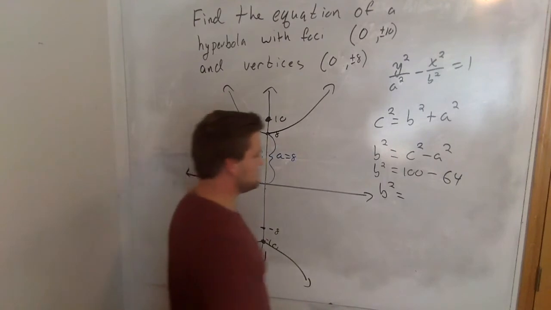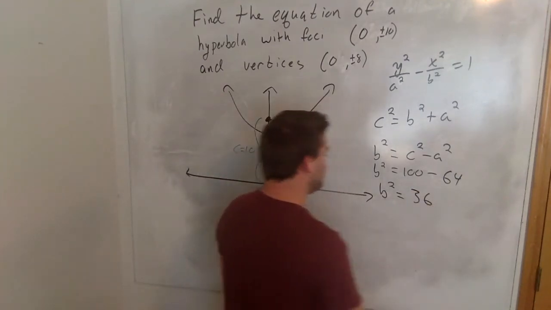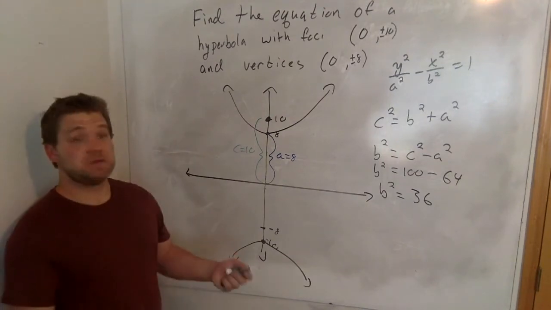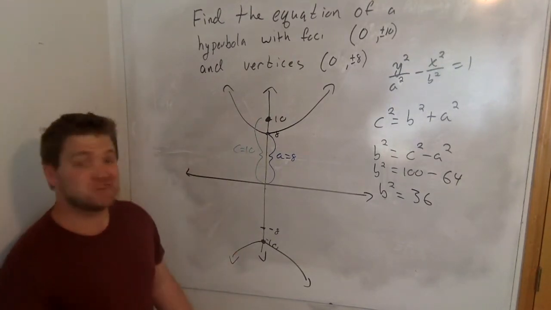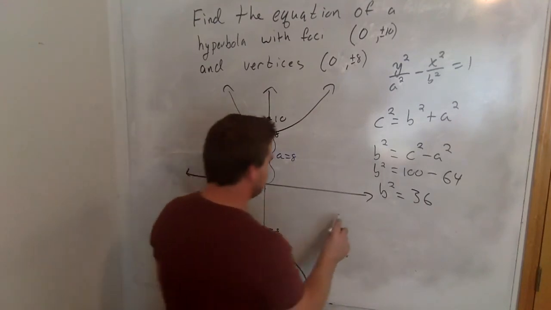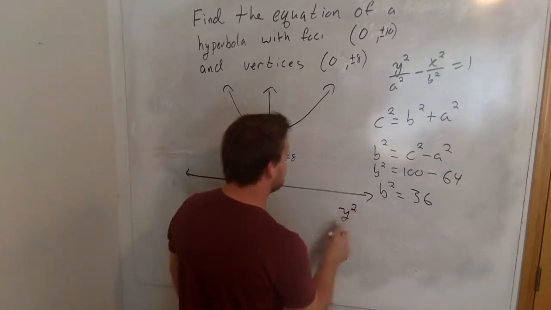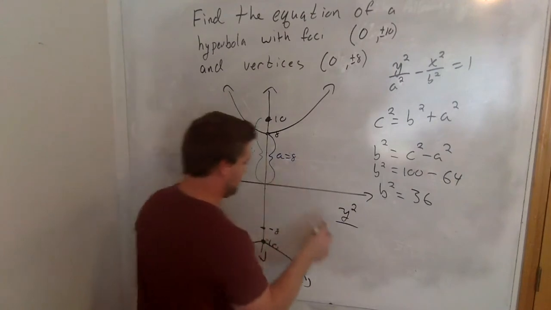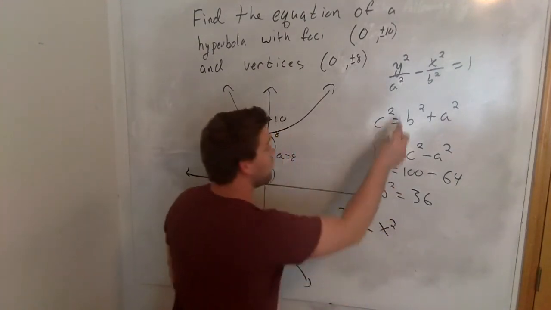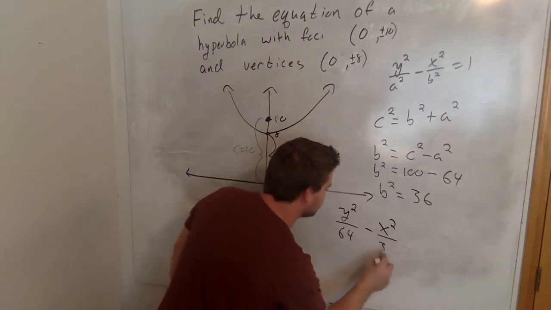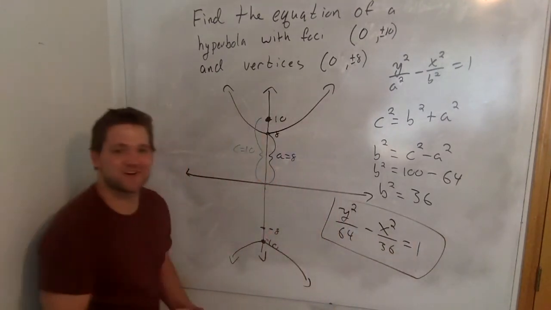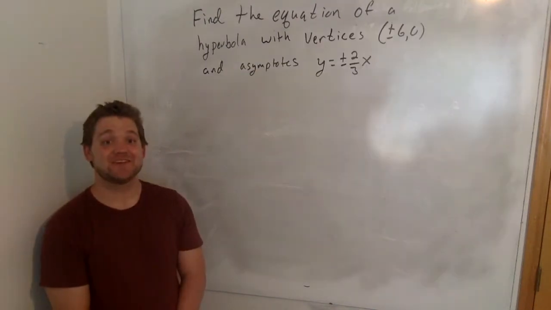So we have that b squared will be equal to, what will this be? I think 36. Okay, this tells us that b will be 6, but we don't really care what the b value is if we're just trying to find the equation. We just need to know what b squared is. b squared is 36. So here our answer will be y squared over, a is 8, a squared is 64, minus x squared over b squared, b squared is 36. That'll be equal to 1. And that's our answer. Let's try this next example.